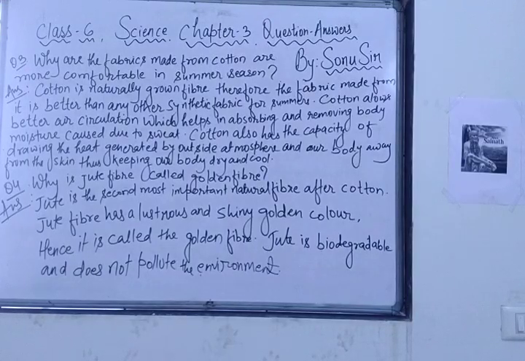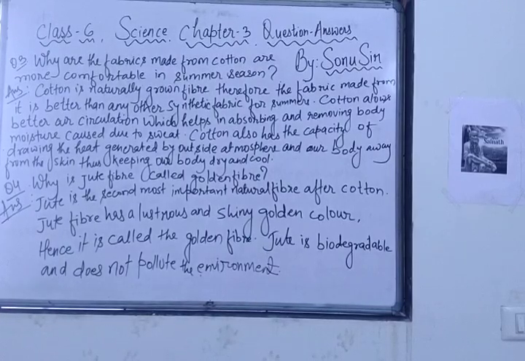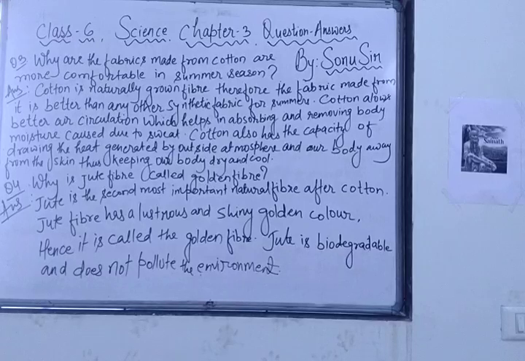The answer is, cotton is a naturally grown fiber. Therefore the fabric made from cotton is very much better in comparison to other synthetic fibers. For summers, cotton allows better air circulation, which helps in absorbing and removing body moisture caused due to sweat. Cotton also has the capacity of drawing the heat generated by the outside atmosphere and our body away from the skin, thus keeping our body dry and cool.